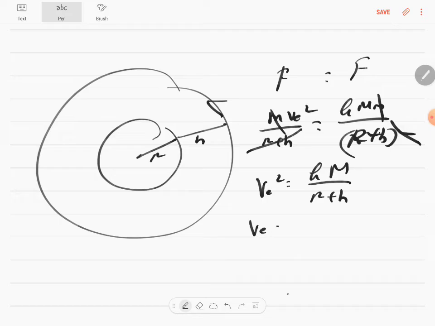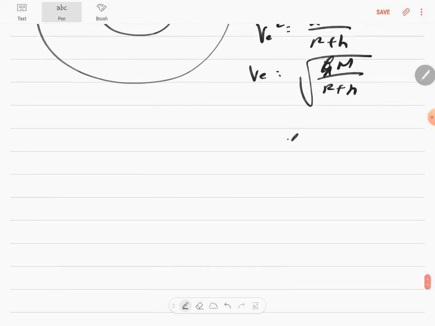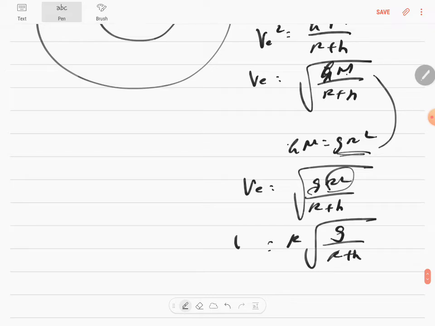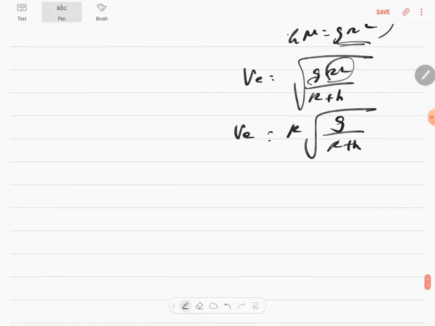So v itself is root of GM by r plus h. You know GM is equal to gR square. So substituting that here, v is equal to root of gR square by r plus h. Correct? Is m also coming in this? No, GM is gR square. So can you see R square can be taken out? It is root of g by r plus h. It's orbital velocity. Yeah, you can do it like this.